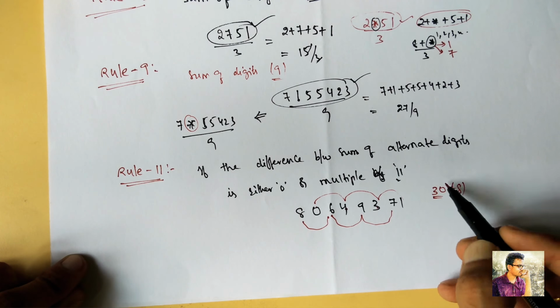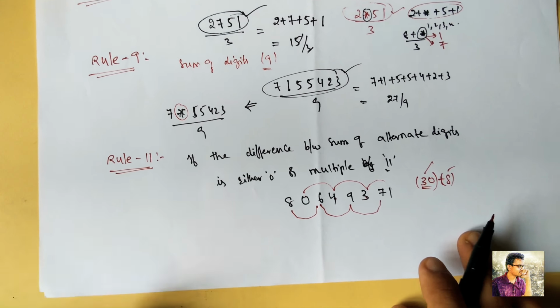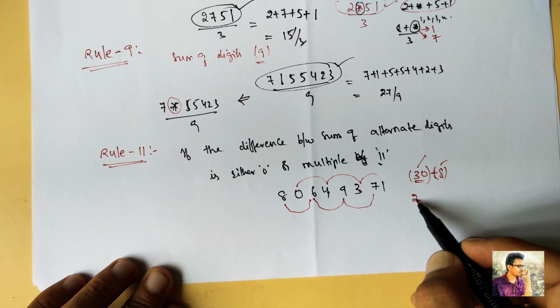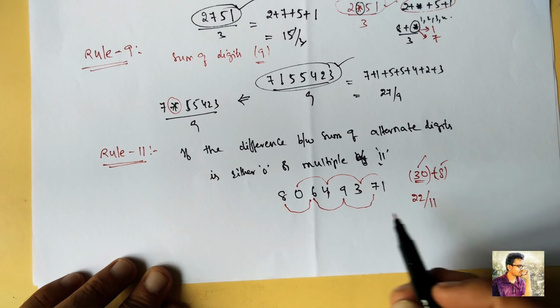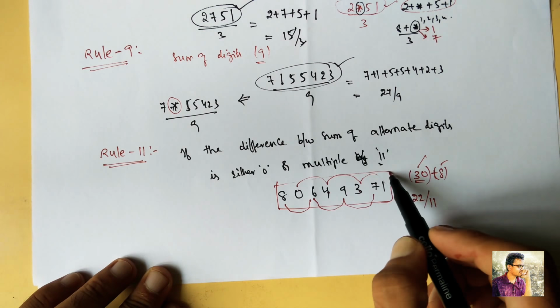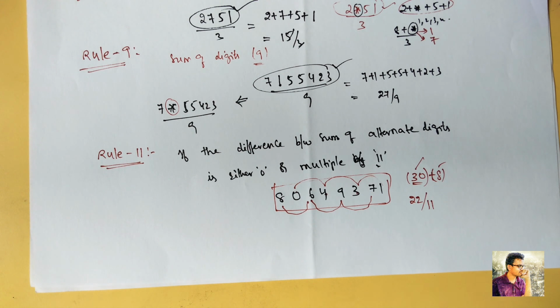So 30 and 8 are the sums of alternate digits. Now the difference between 30 and 8 is 22, which is a multiple of 11, or it is divisible by 11. So you can say that this number is divisible by 11. You can check similarly for different examples whether the number is divisible by 11 or not.